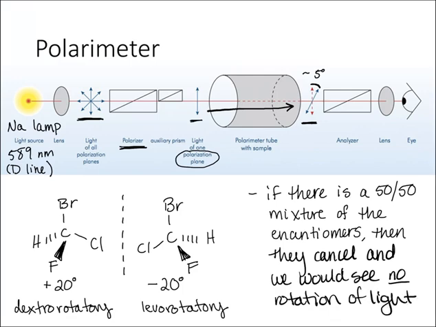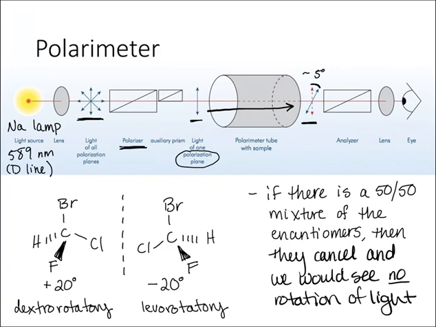Now, if you had just the R conformation, then you would see that positive 20 degree rotation. And if you just had the S conformation, then you would see a negative 20 degree rotation. But if you have a mixture that's not 50-50, so let's say it's 70-30, then you have an excess of one of the enantiomers, and you're going to see a certain rotation of light. But we'll talk about that next.